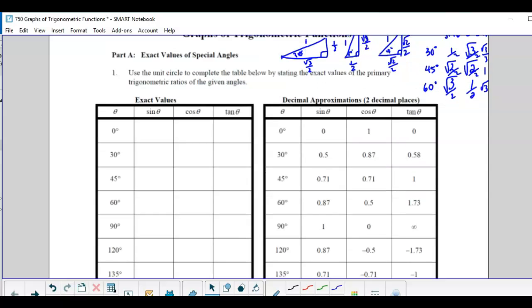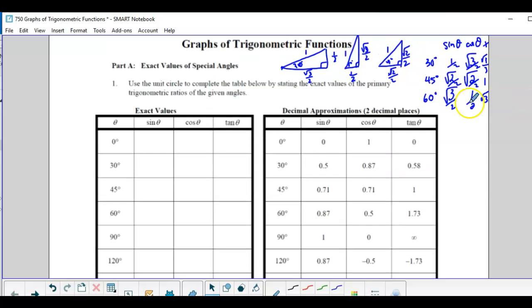Okay, so however you can remember them. So there they are, 30, 45, 60. So right away we can fill that in. 1/2, root 2 over 2, and root 3 over 2. Then root 3 over 2 here, root 2 over 2, and 1/2. And then root 3 over 3, 1, and root 3.